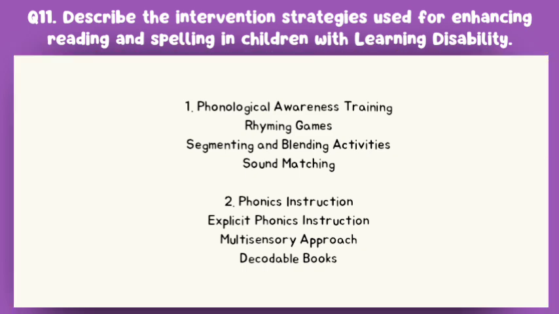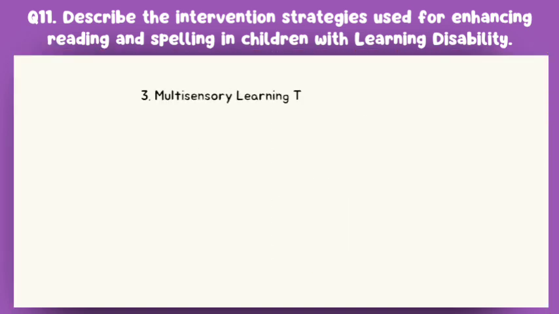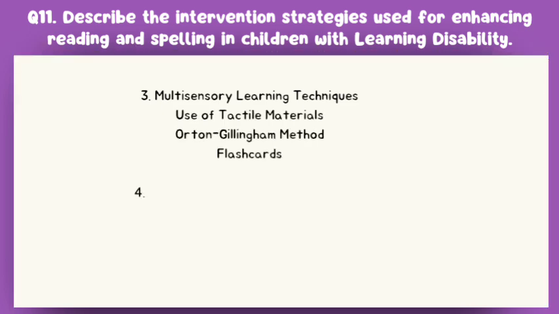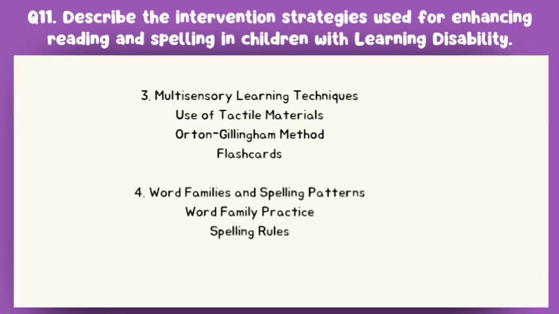The next is phonics instruction. Phonics teaches the relationship between letters and sounds, essential for decoding, that means reading, and encoding, that means spelling. Some examples are explicit phonics instruction, multisensory approach, and decodable books. Let's see the next approach, multisensory learning techniques. It engages multiple senses to help reinforce learning, which is beneficial for students with learning disability.